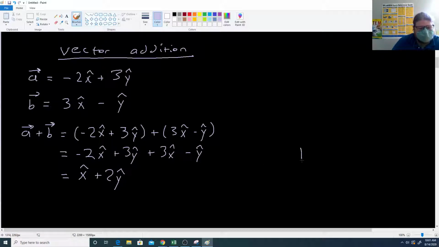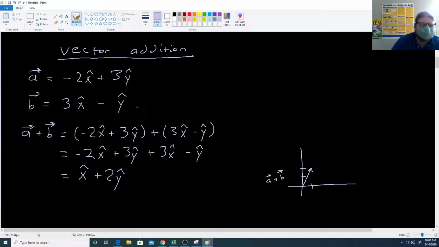So if we draw the graph of this, we get 1 x hat, 2 y hats, and we end up with this vector. Draw it slightly better. We end up with our vector A plus B. So vector A plus vector B is this little diagonal vector here.